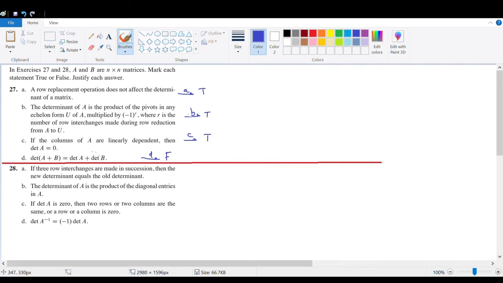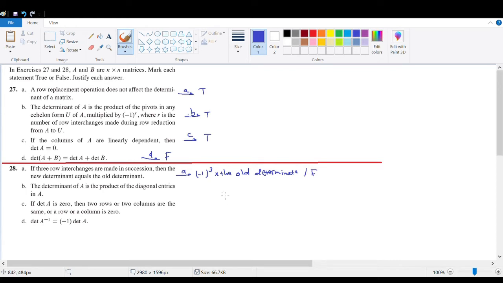Now in 28, if three row interchanges are made in succession, then the new determinant equals the old determinant. So that means minus 1 power, if it is made 3 times, so it will be minus 1 power 3 multiplied by the determinant of the old one. And here it says it is equal, so this one is false. It will be minus the determinant, so let us say minus 1 multiplied by the old determinant. So we say this one is false.